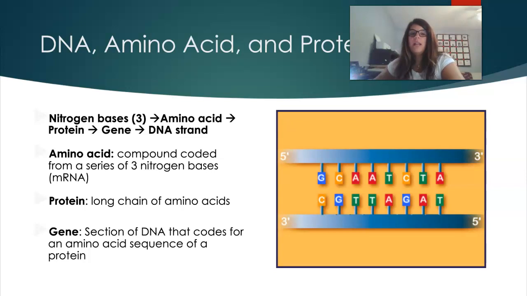We actually organize our DNA and our genes into sectional units, which we call chromosomes. So an amino acid is a compound that's coded from 3 nitrogen bases, a protein is a long chain of amino acids, and a gene is just a section of DNA that codes for an amino acid sequence of a protein. So a gene is just a section of that DNA that has a very specific function.